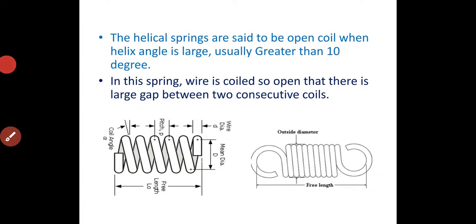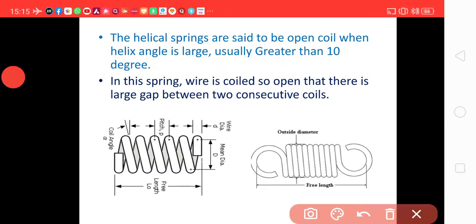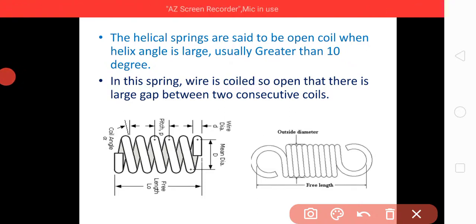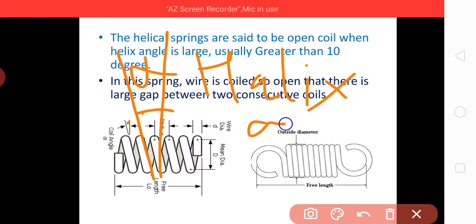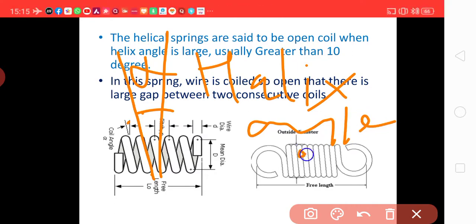The helical springs are said to be open coil when the helix angle is large, usually greater than 10 degrees. This spring wire is coiled so open that there is a large gap between the two consecutive coils, that is greater than 10 degrees. This is the helix angle, coil angle or alpha. This angle is between the horizontal and the coil; this angle alpha is called helix angle or coil angle.